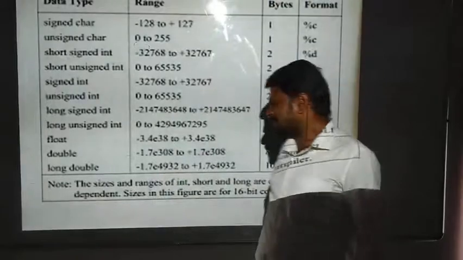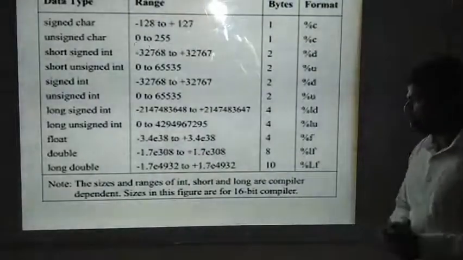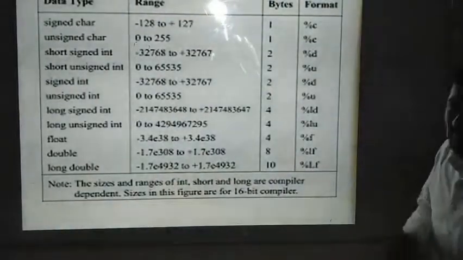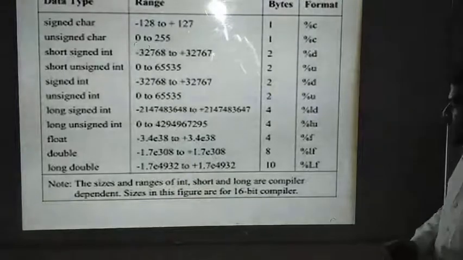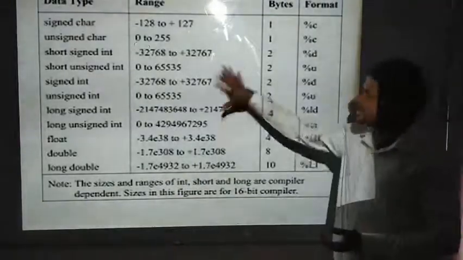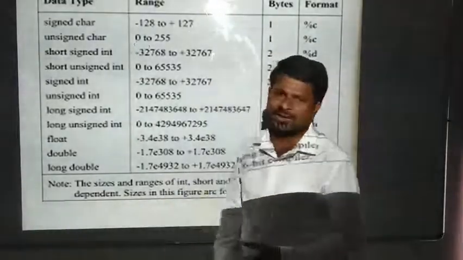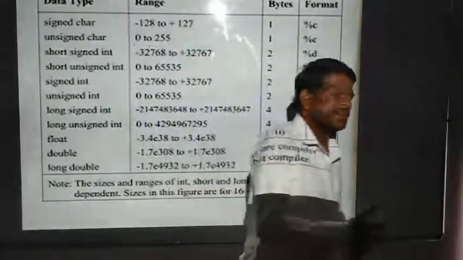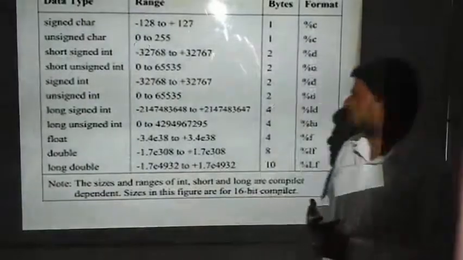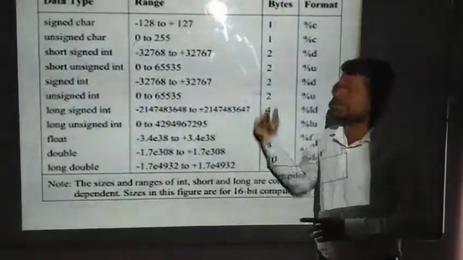See, you can see here: the sizes and the ranges of integer, short and long are compiler dependent. Sizes in this figure are for a 16-bit compiler. These ranges are for a 16-bit compiler. It depends on the compiler whether it is 16-bit or 32-bit. For a 16-bit compiler, these are the data. We will use this only.